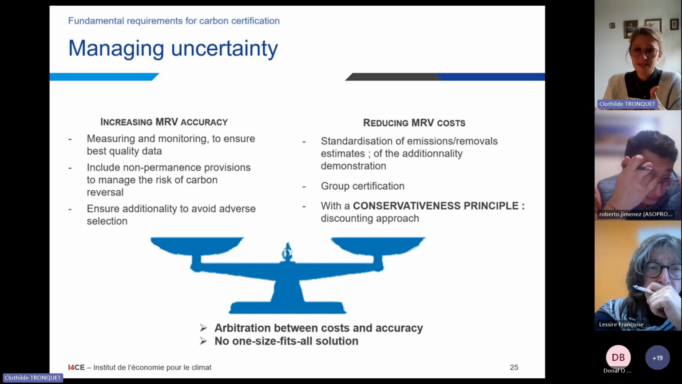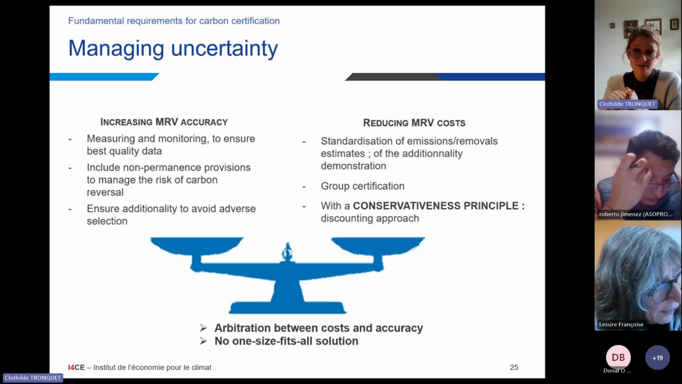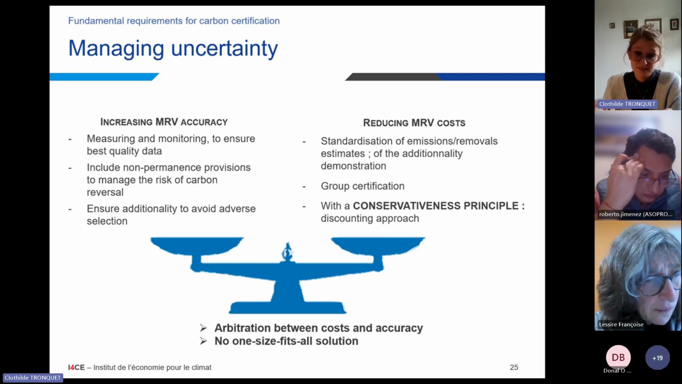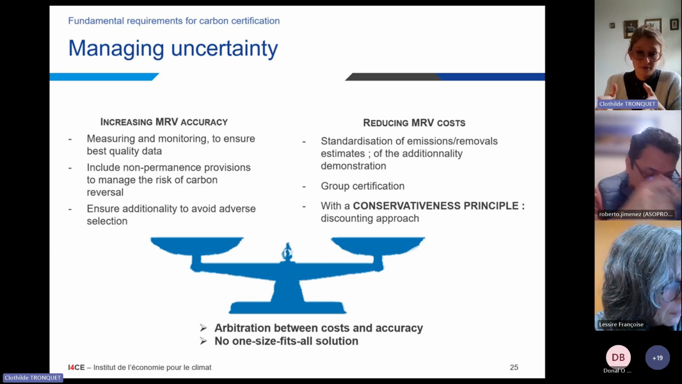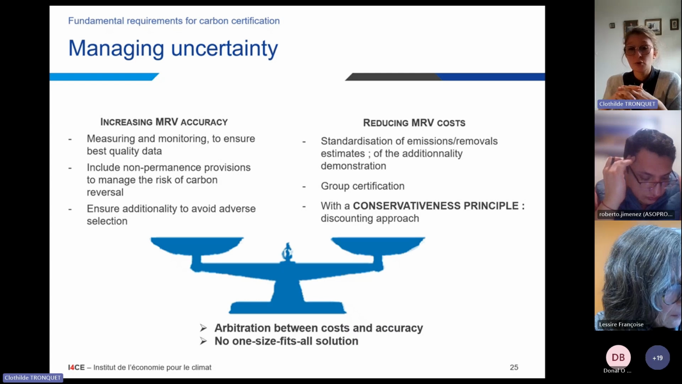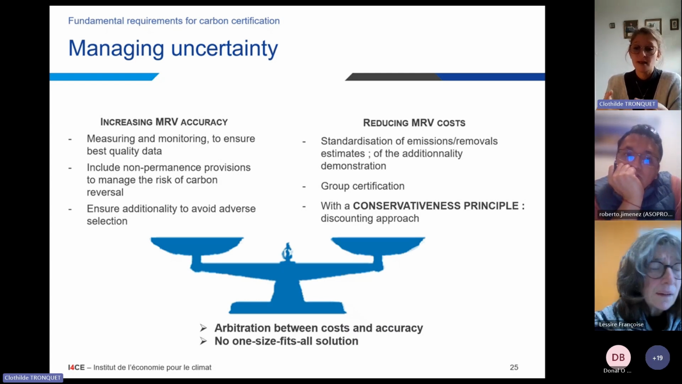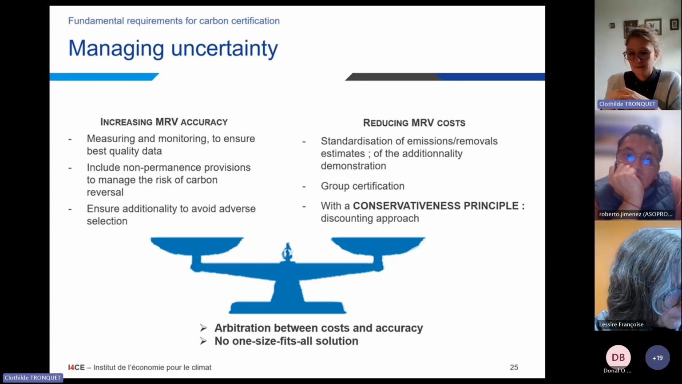Some of the ways to do that is, to some extent, a standardization of the estimates, so the calculation, for example by using regional data in the reference scenario. You may have some group certification so that you can aggregate some projects and do not need all the sampling. I mean, the MRV cost would be lower.